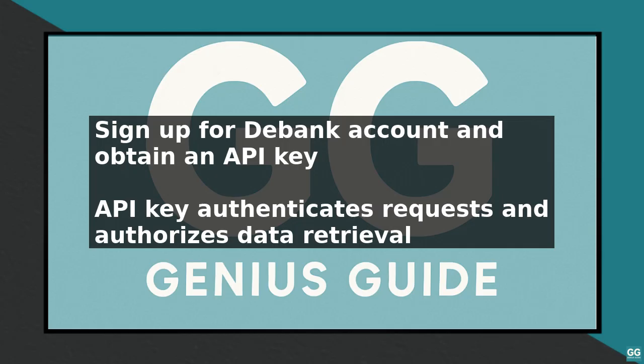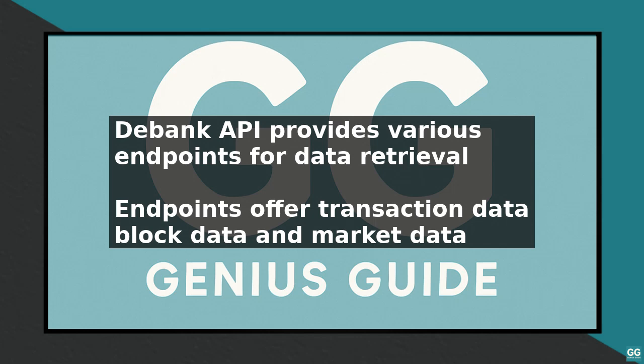When making requests to the Debank API, it is essential to follow best practices to ensure that you are using the data efficiently and effectively. This includes handling errors and exceptions, caching data to reduce the number of requests, and respecting the API usage limits to avoid having your API key revoked.